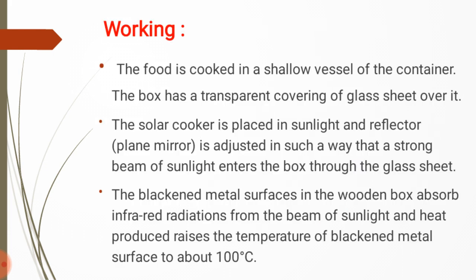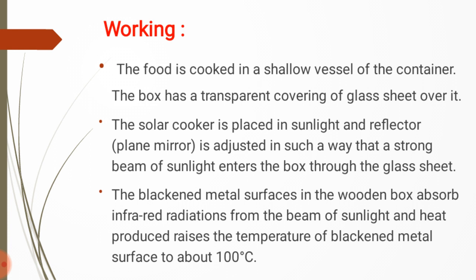Now how it works. The food is cooked in a shallow vessel or container. We know that there is a shallow container in which the food is placed which we want to cook. The box has a transparent covering of a glass sheet over it. That means the solar cooker has a transparent glass covering on which the solar radiation can be focused from the plane reflector mirror.